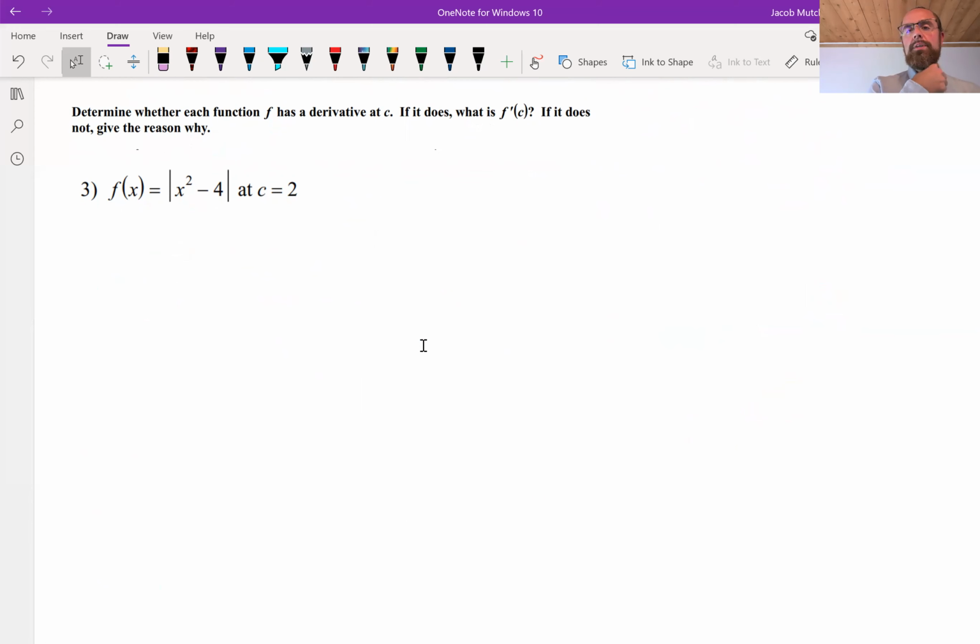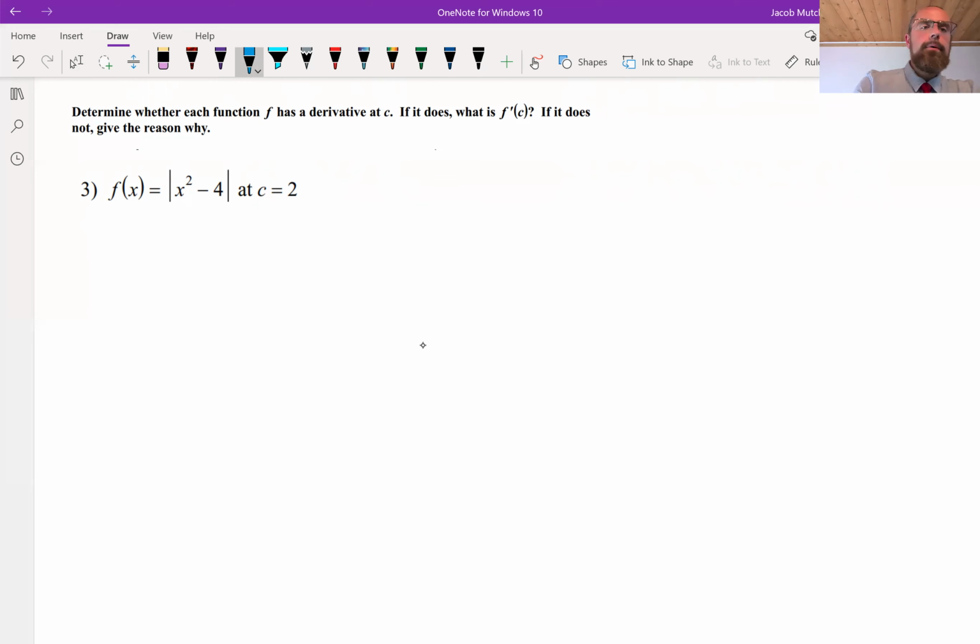If it does, what is the value of the derivative? In other words, what's the slope of the tangent line at that x value? And if it doesn't, we need to give the reason why. So here we've got the function f of x equals absolute value of x squared minus 4 at c equals 2. So let's just set up our limit of the average rate of change and see how that compares from the left and from the right.